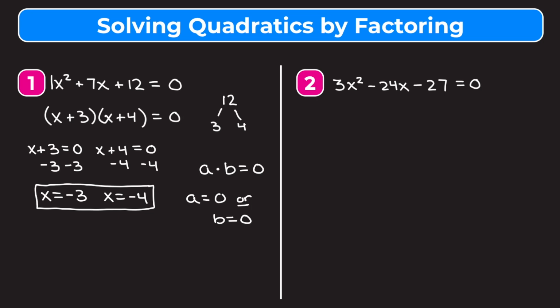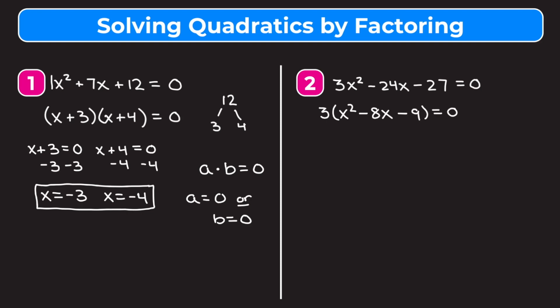Let's take a look at the second example, which is 3x squared minus 24x minus 27 equals 0. When you're factoring, you always want to check to see if you can pull out any common factor between your terms before we go into breaking this into binomials. You may notice that 3, negative 24, and negative 27 are all divisible by 3. So we're going to start by taking a 3 out. We're going to be left with x squared minus 8x minus 9 is equal to 0.